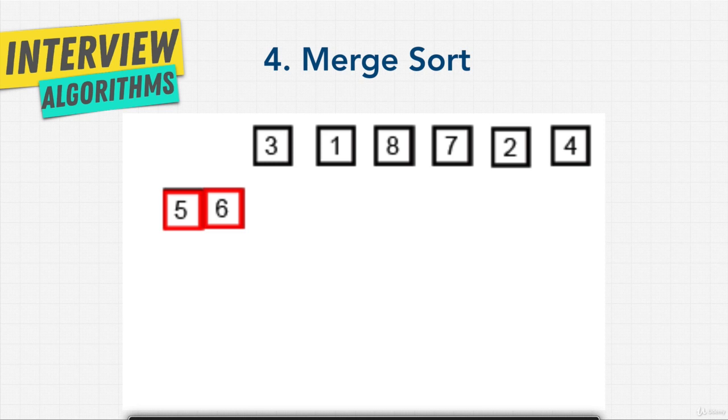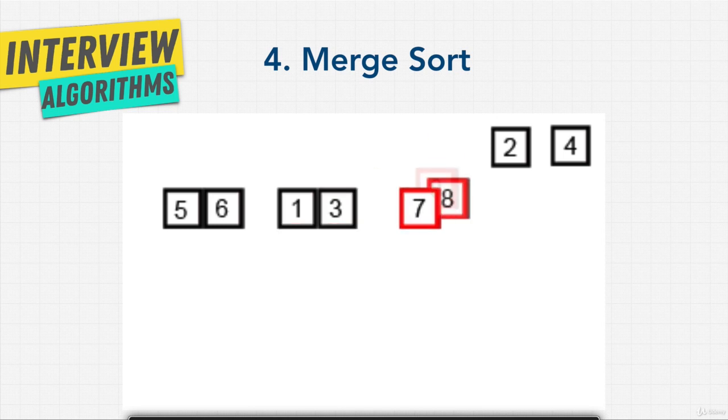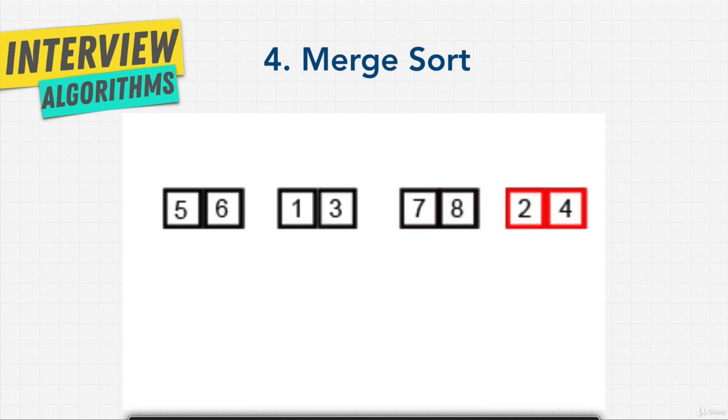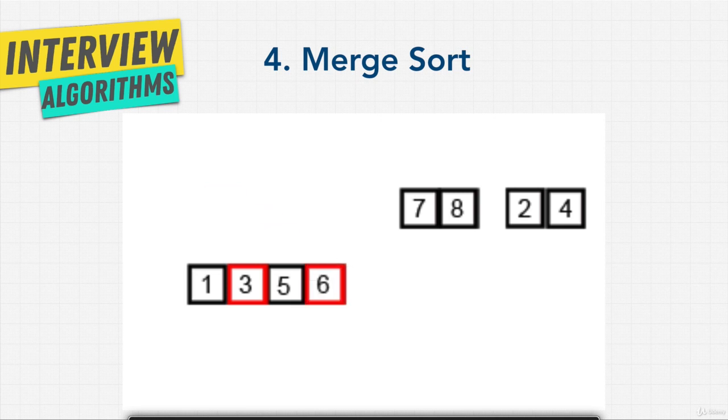And notice here how we're building a reverse tree in a sense. Then we look at 3 and 1 and say 1 and 3. So we're getting closer and closer to that root node. We're comparing 8 and 7. 7 comes before 8. 2 and 4. 2 before 4. And now we again combine those lists in that reverse tree, saying 5 and 1, which one comes first? 1 comes first. And then let's compare 5 and 3. 3 comes first, then 5, then 6.